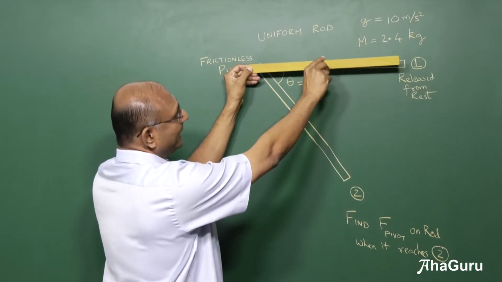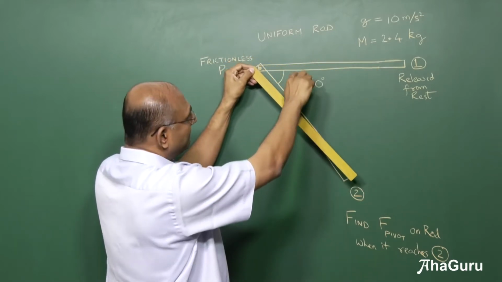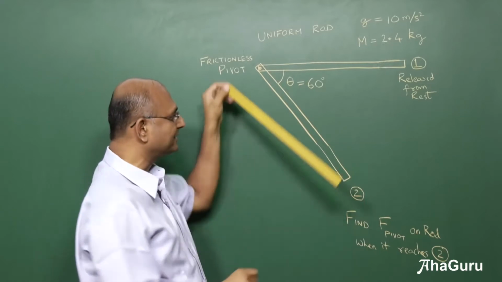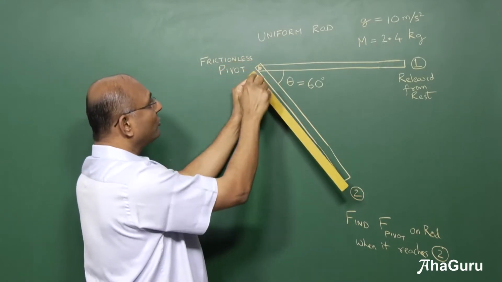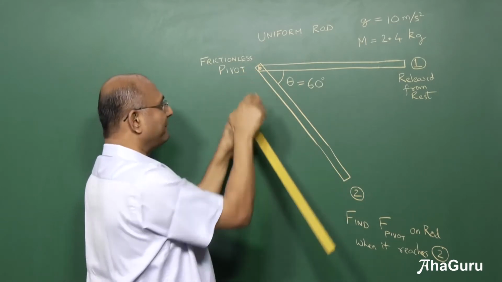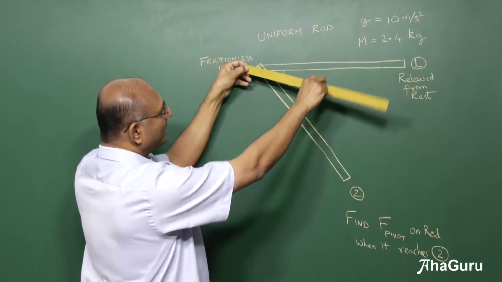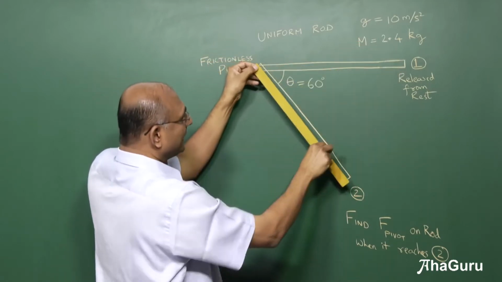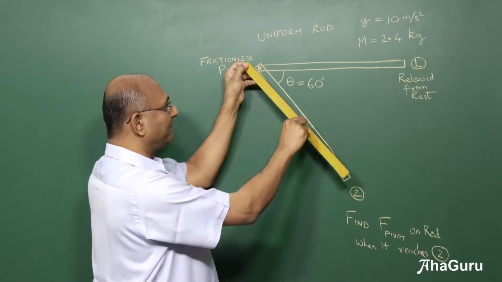So when you release it, what is going to happen? This fellow is going to come down, right? As it comes down, when it makes an angle theta of 60 degrees, that is position 2, the question asks us to find the force exerted by the pivot. I have to hold this rod, so the pivot will have to hold the rod, right? It's not like I've just released it. The pivot has to hold the rod. So when it comes to this point, what is the magnitude of the force exerted by the pivot on the rod?